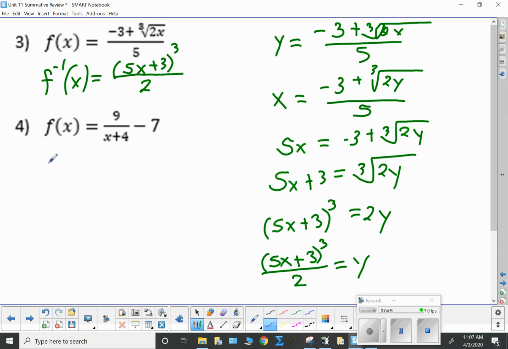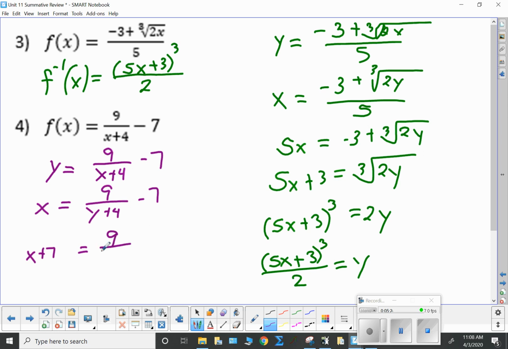Last one down here that we're just writing the inverse of. Y is equal to 9 over x plus 4 minus 7. Swap my x and my y. Now, I'm going to add 7 to both sides. Now, I got to get y by itself, but y is in the denominator. So I'm going to multiply both sides by y plus 4.